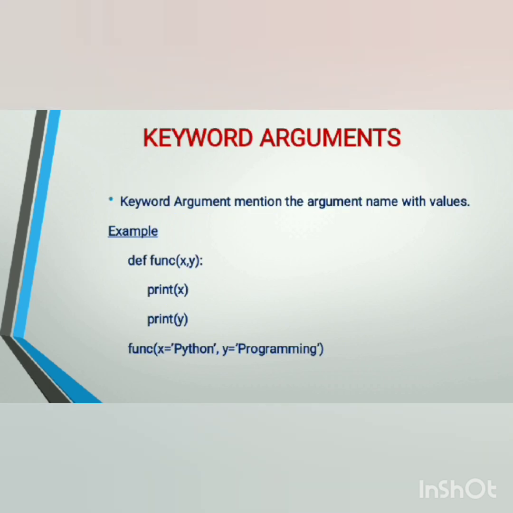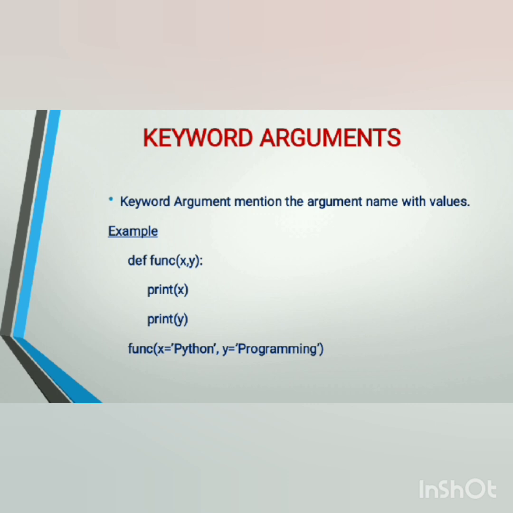Let's see the second type of function arguments, keyword argument, right? So here you are going to pass the value along with the argument name in function calling. This is called keyword argument. You are going to pass the value with the argument name in function calling. This is called keyword argument.